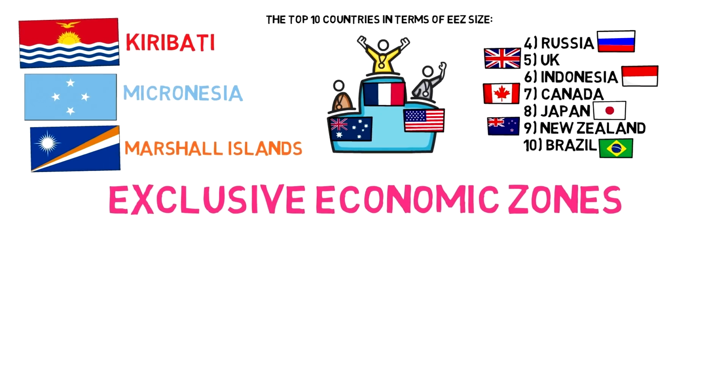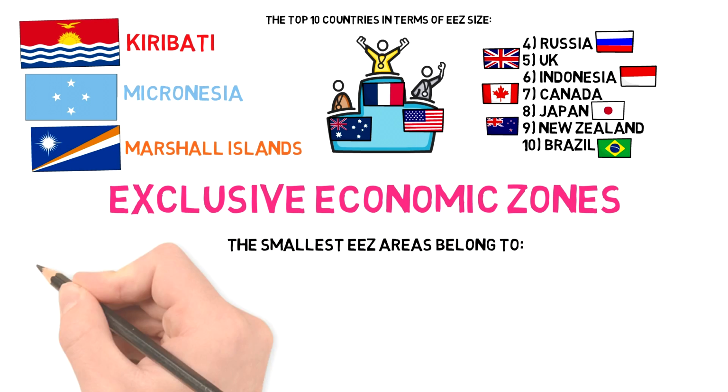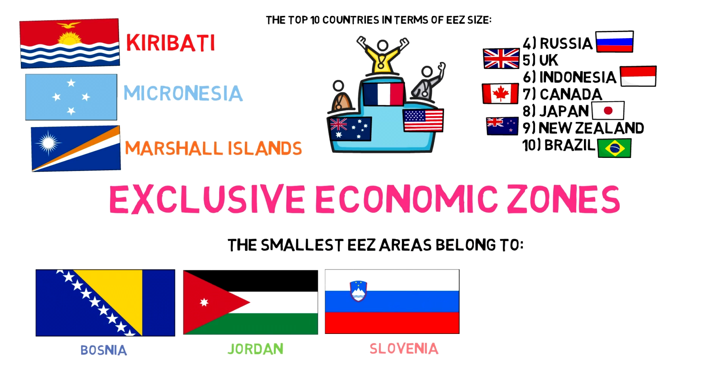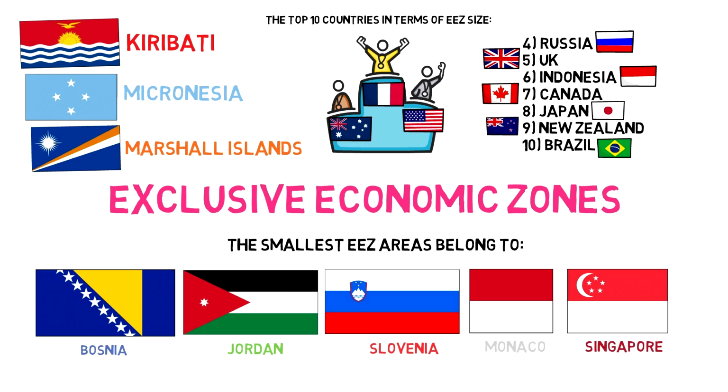Only 151 countries/dependencies have these areas, while landlocked countries obviously do not. Within the ones that do have it, the smallest belong to Bosnia, Jordan, Slovenia, Monaco, and Singapore.